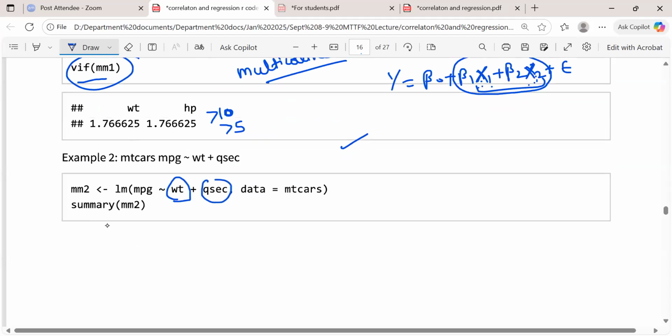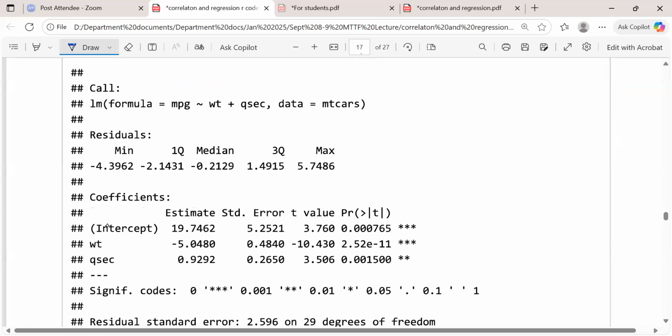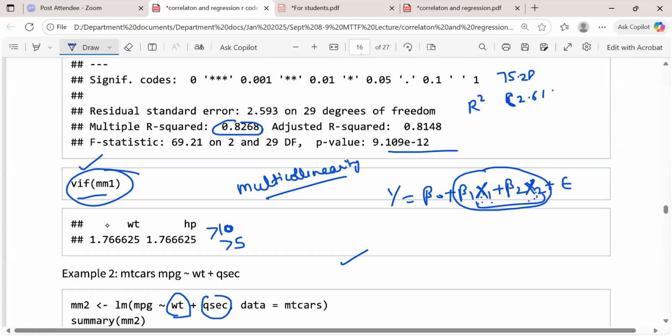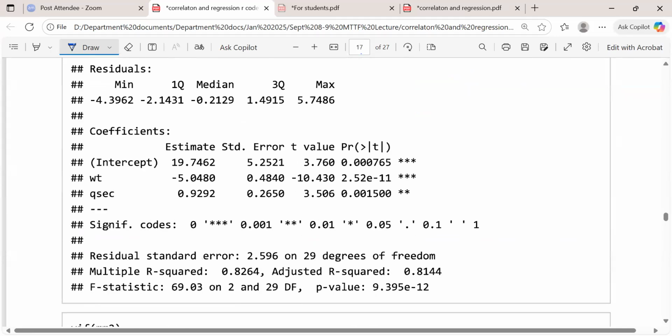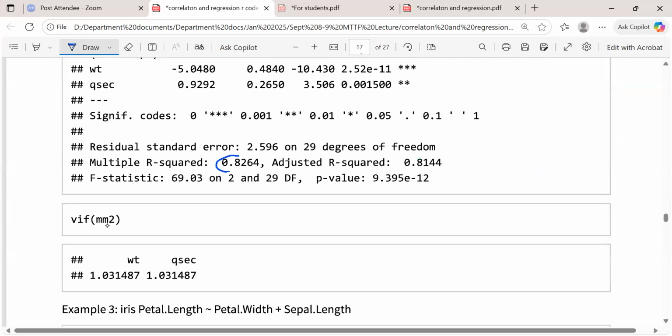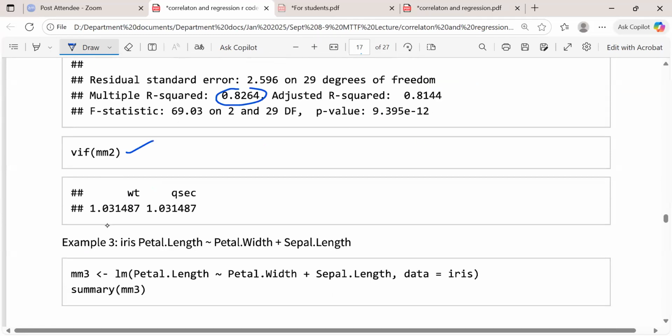the QSEC, another variable name. And we have seen that earlier we got 82.68%, now we got 82.64% of R square. Right. And again, we will test the assumption of multicollinearity.